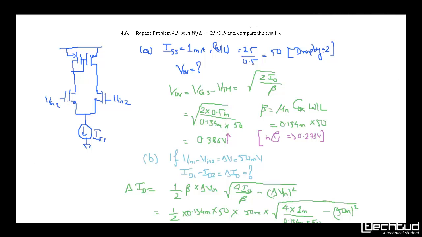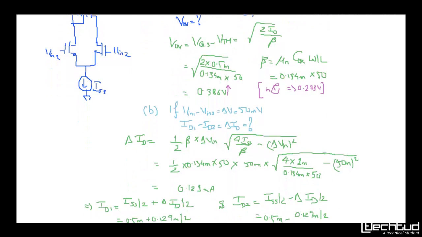The second part of the question was, if delta V in, that is V in 1 minus V in 2, is given to be 50 millivolts, what will be the change in current in both the ends? In the earlier problem session 5, we derived the formula, so I'm not going to derive it again. Delta ID is given by 1 by 2 beta delta V in times the square root of 4 ISS by beta minus delta V in whole squared. You have been given 50 millivolt delta V in, you know beta, you know ISS, so you can solve this equation, and you finally get that the delta ID change is 0.129 milliampere.